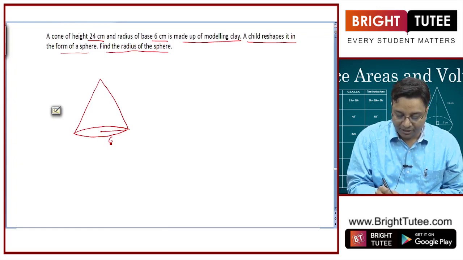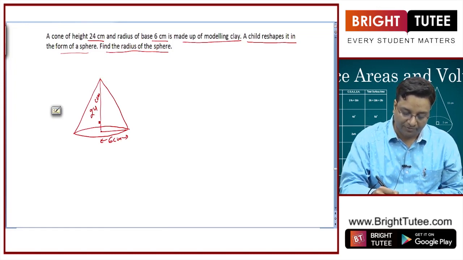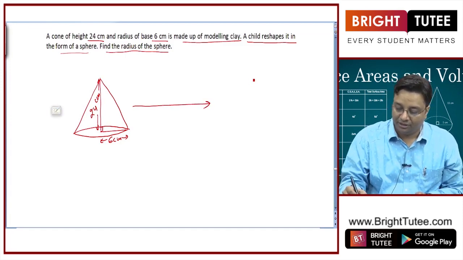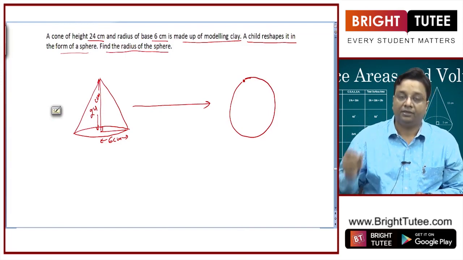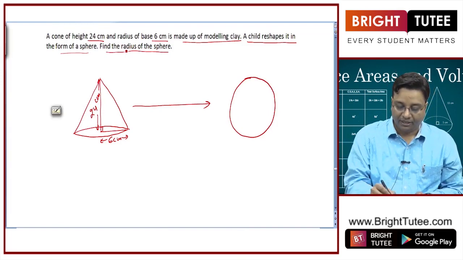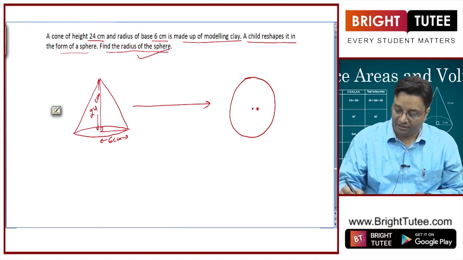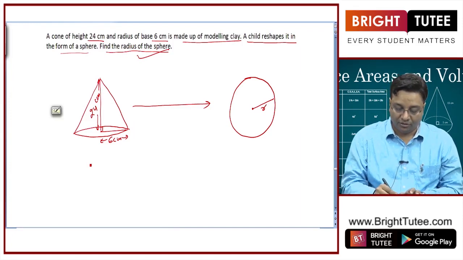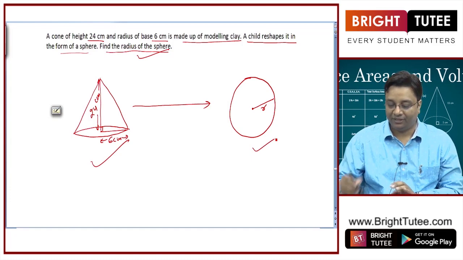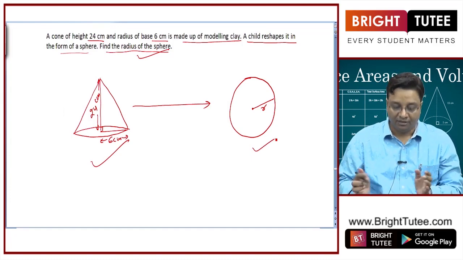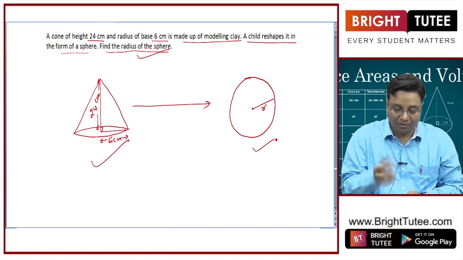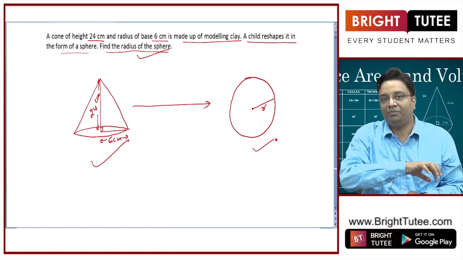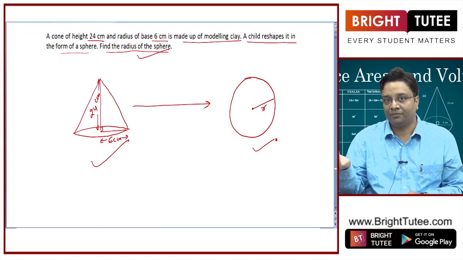of radius 6 centimeter and height 24 centimeter, and a child reshapes it into the form of a sphere. We need to find the radius of this sphere. Let us say the radius of this sphere is r. So, the volume of this conical shape and this spherical shape is the same, because the entire amount of clay that was used in this conical shape is being used for making this spherical shape.